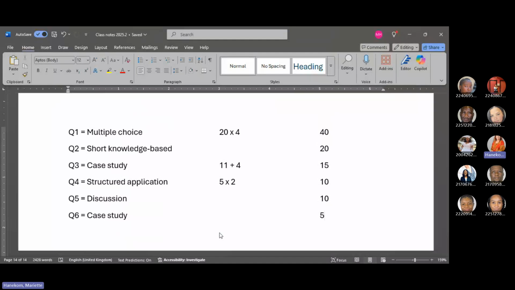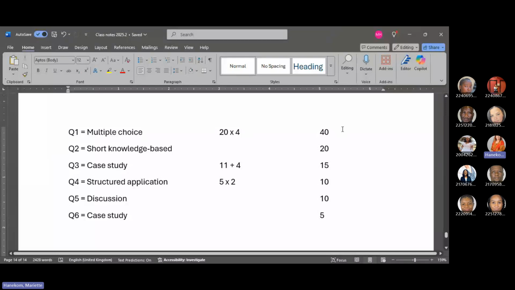This layout applies only to the first opportunity. Before the second opportunity or supplementary, I will have another preparation session. But of course, we are all trusting that you will not have to write the second opportunity. Okay, so let's look at these questions. First of all, multiple choice.